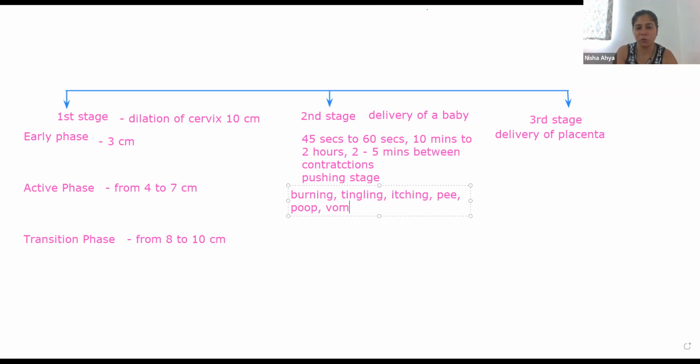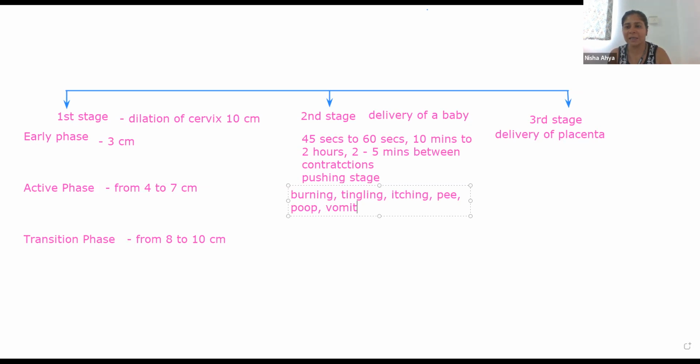Sometimes vomit also. So it's very important to have an empty bladder, and even if you empty your bladder, it is possible that you may pass urine. That is very normal. But in order to prevent pooping, ensure that you take castor oil.